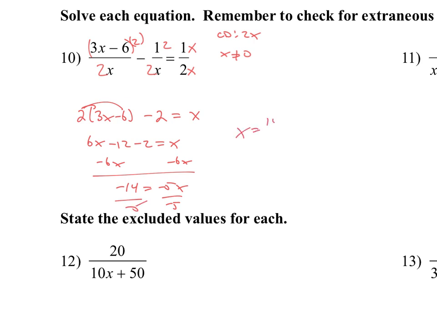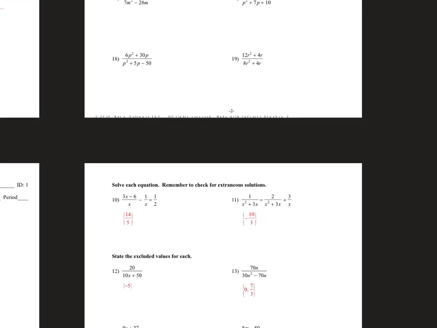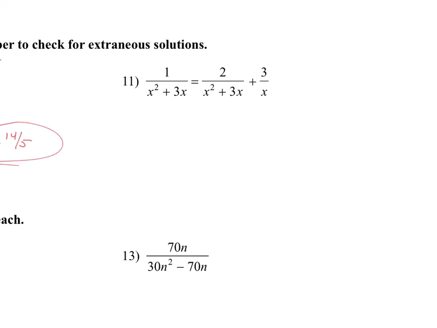So x equals 14 over 5. And we're good to go. Should be right. Come on, work. We are good to go.